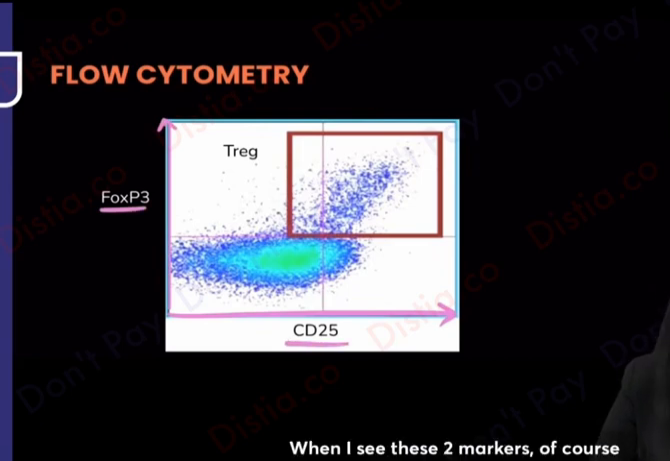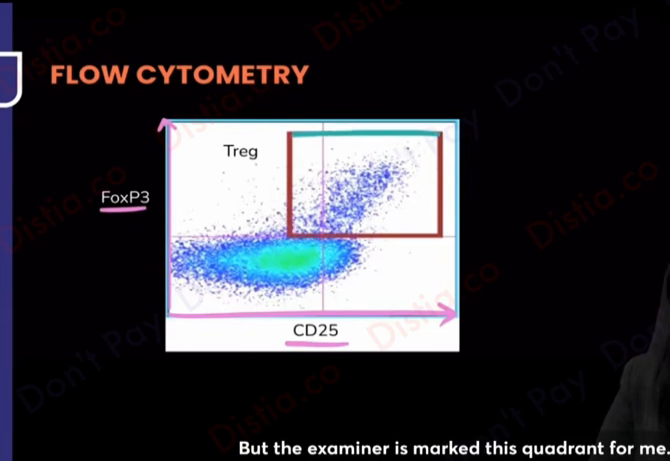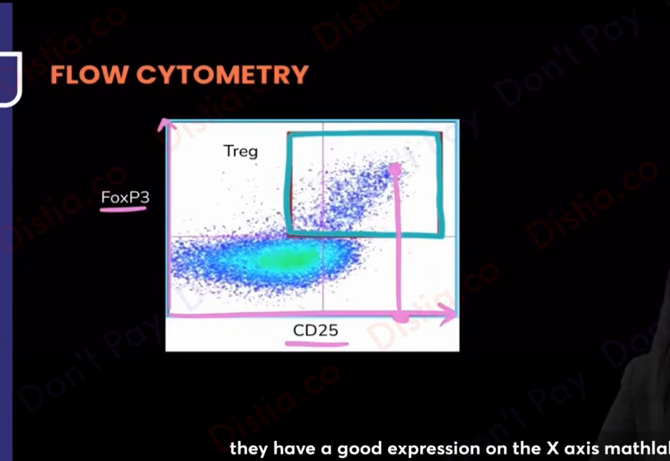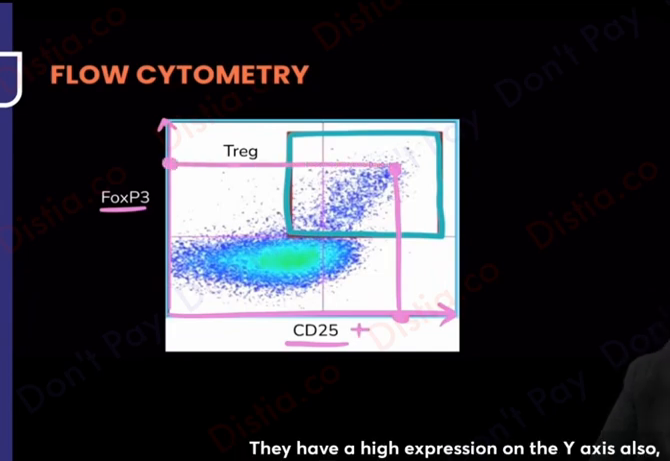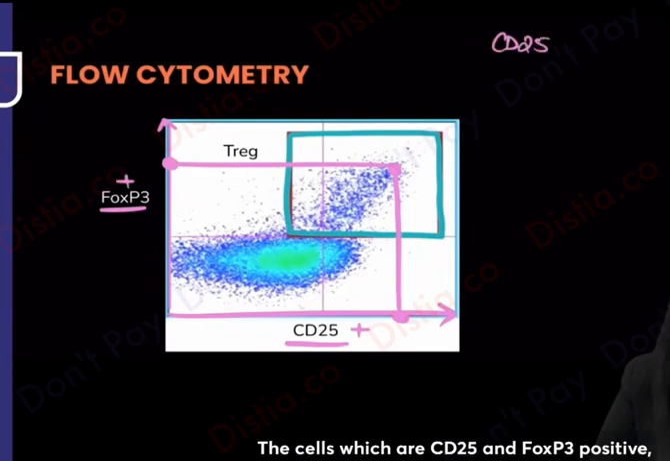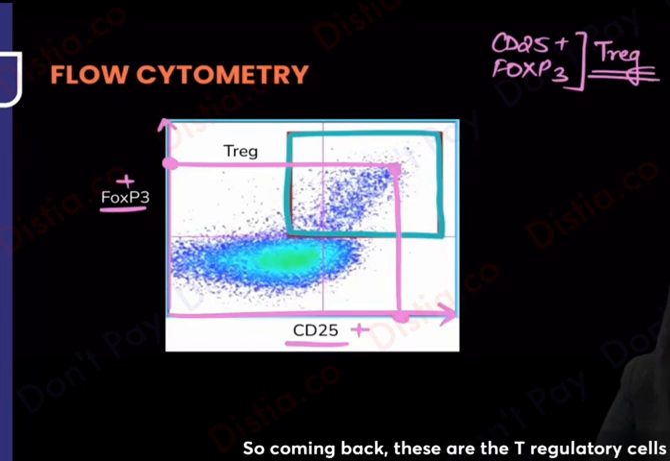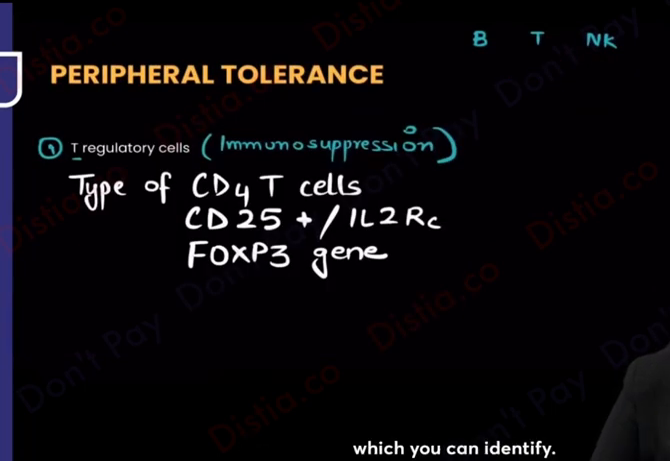When I see these two markers, of course, I'm anyway thinking of T regulatory cells. But the examiner has marked this quadrant for me. He's saying what are the cells in this quadrant. So if I trace them, the cells over here, they have a good expression on the x-axis. Matlab they are CD25 positive. They have a high expression on the y-axis also. This means they are FOXP3 positive. What cells are these? The cells which are CD25 and FOXP3 positive, of course, they are going to be a type of the T regulatory cells. Okay. So coming back, these are the T regulatory cells which you can identify.